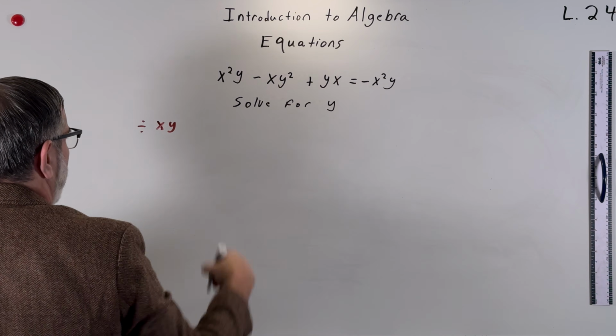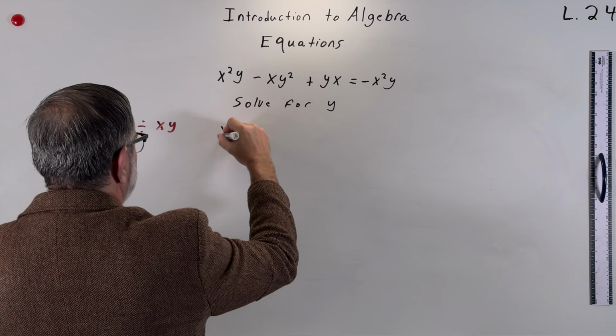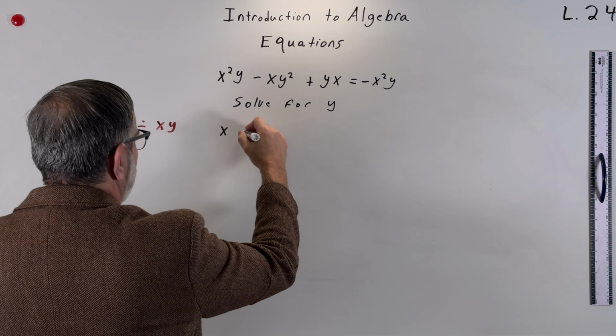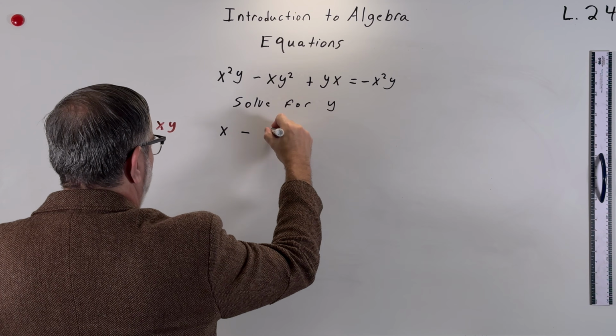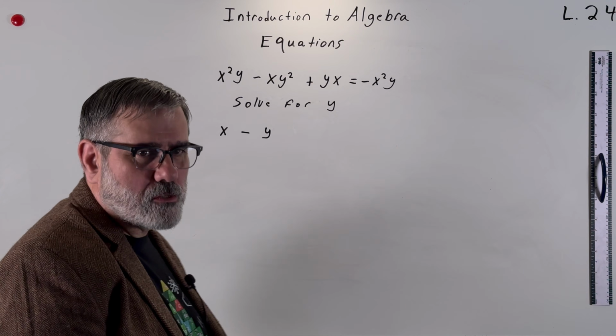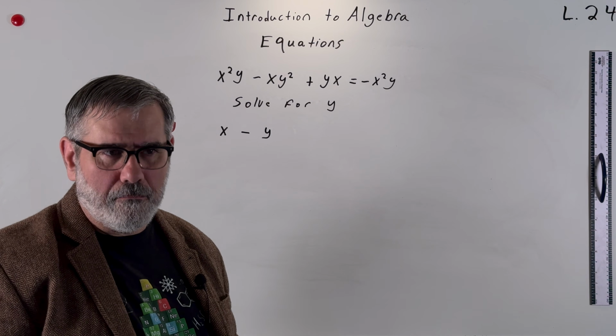So dividing the first term by xy just leaves me with x, because I had x squared times y. If you divide that by xy, you're left with just x. The second term leaves me with just a y. And the third term, well, yx divided by xy. Is that the same thing? Is that just equal to 1?